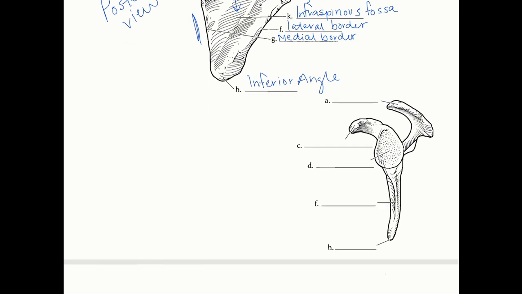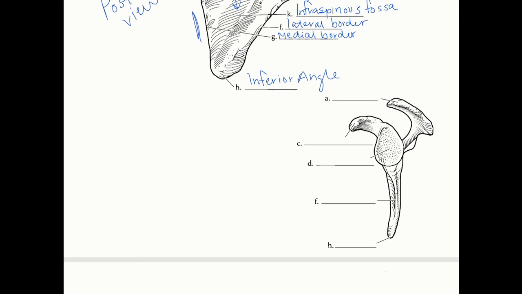On this page, we're looking at a lateral view. Again, A is our acromion. C is our coracoid. D is our glenoid fossa. We've got our lateral border. And our inferior angle.